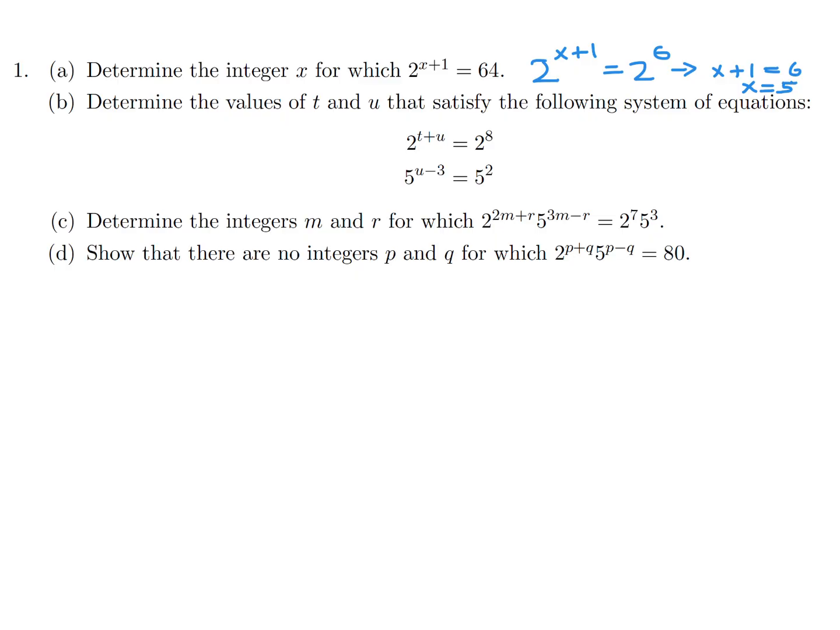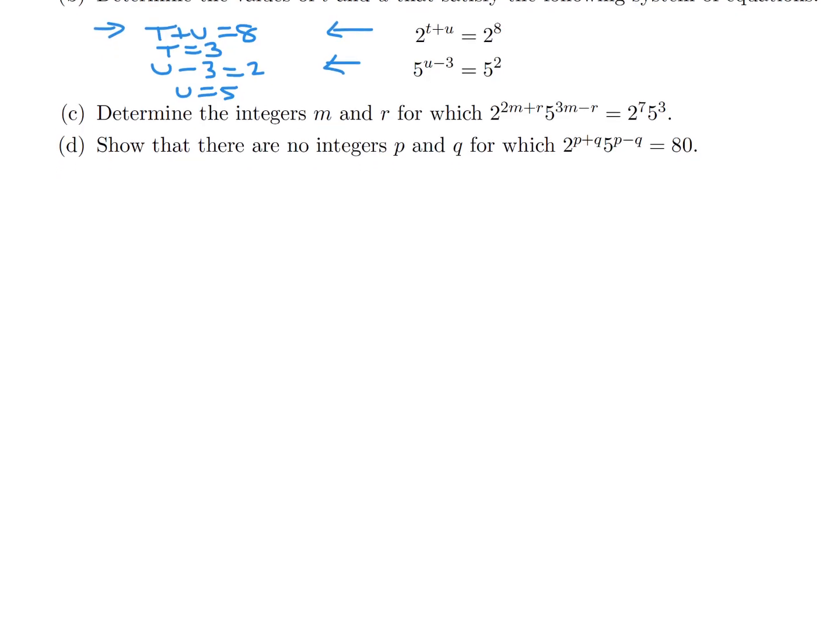Determine the value of t and u that satisfy these equations. So again, from this one, t plus u is 8, and from that one, u minus 3 is 2. So if u minus 3 is 2, that means u is 5. And if you sub that back into here, that would mean t is 3. So u is 5, and t is 3.